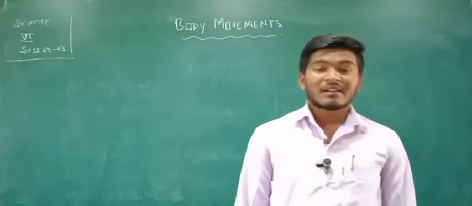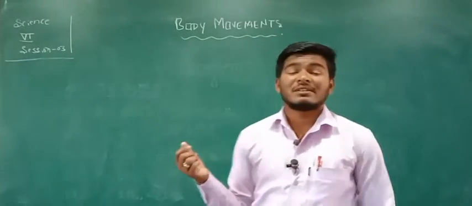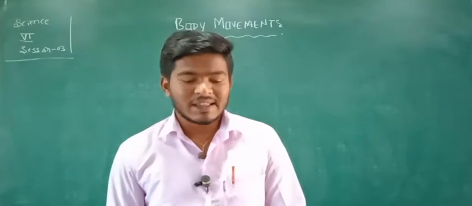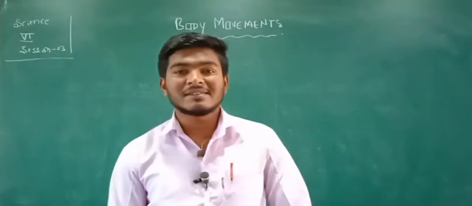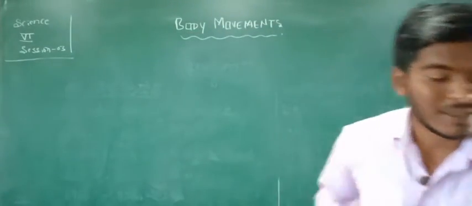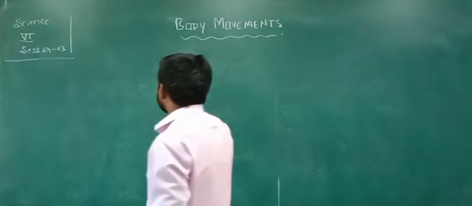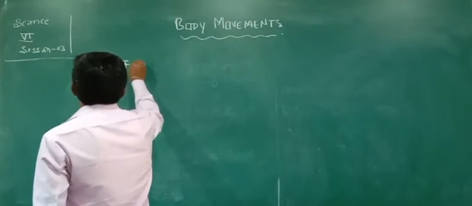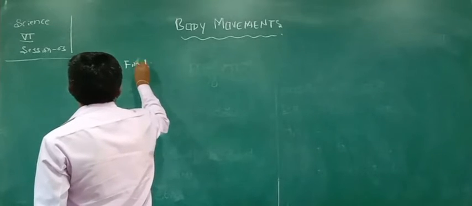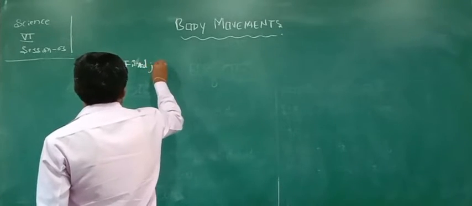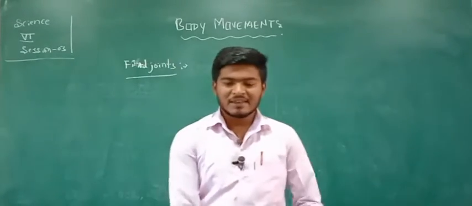In the last class, under the chapter of body movements, we discussed different types of body joints, that is, the pivotal joint and hinge joints, isn't it? In today's session, we are going to continue that lesson. I am considering now the fixed joints. Fixed joints. Okay, see here.